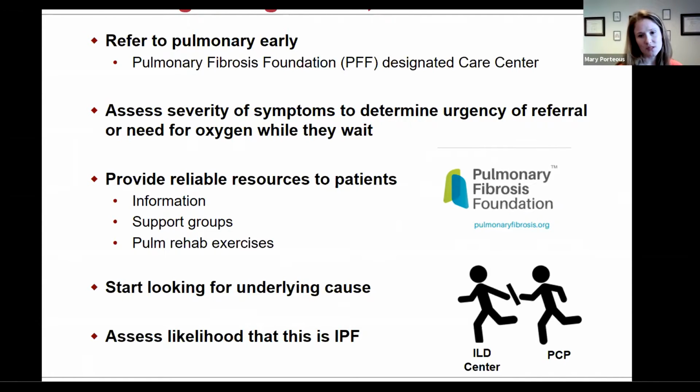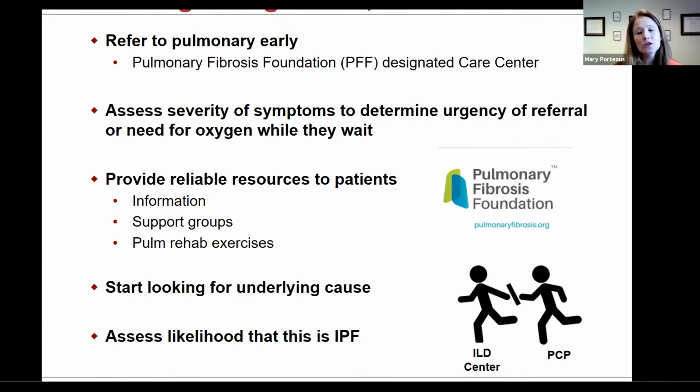The Pulmonary Fibrosis Foundation is a great website. I actually put it in my Epic Smart Phrases: you have an ILD, go here for additional information. It has great information and support groups for both patients and their caregivers. They have pulmonary rehab exercises that patients can do at home via video. So it's a good support network for patients to navigate, because most of them don't know somebody with this disease, unlike COPD or asthma. So linking patients with others with common symptoms is key.